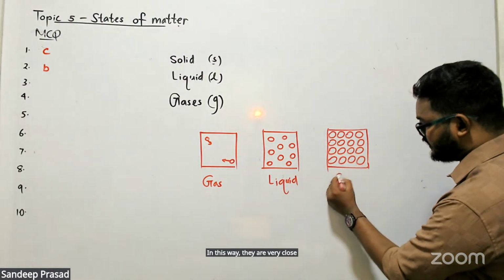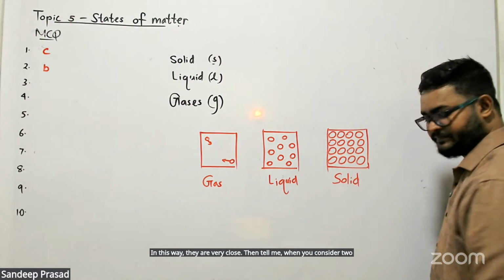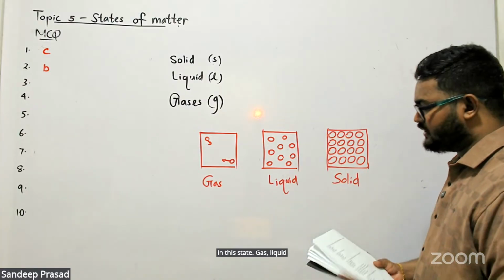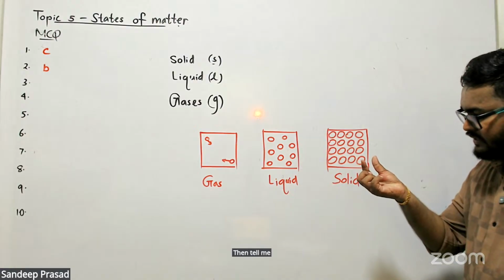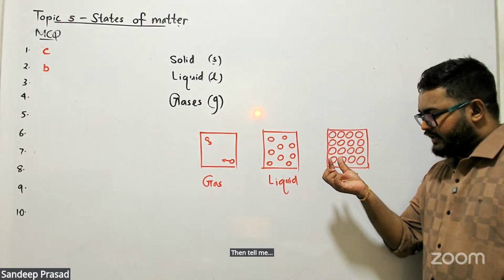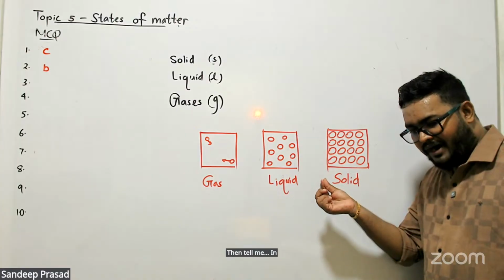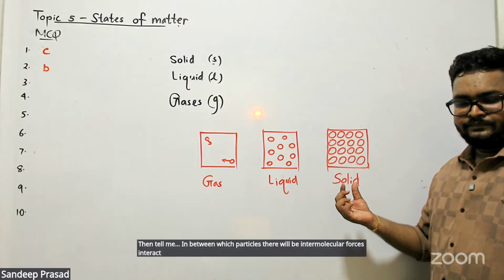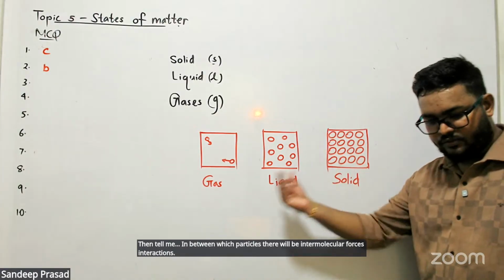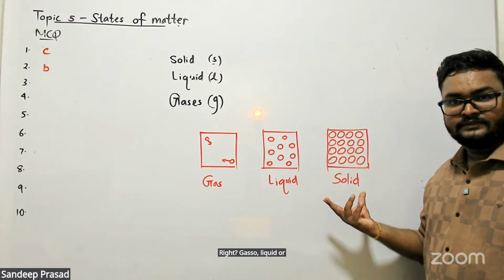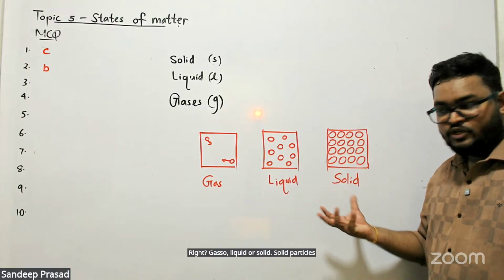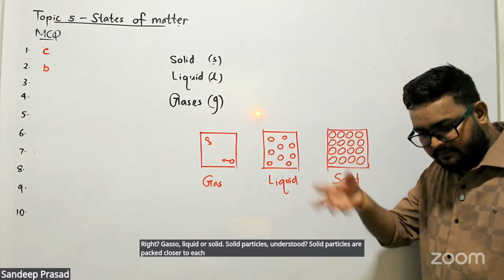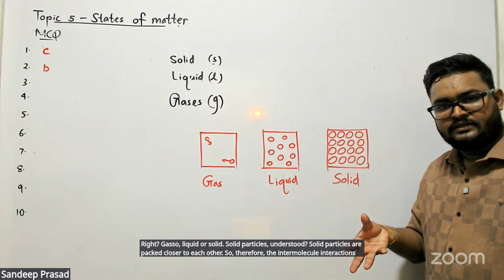Then tell me, when you consider 2 particles in this state, gas, liquid, solid, in between which particles will there be strong intermolecular forces, interactions? Gas or liquid or solid? Solid. Understood? Solid particles are packed closer to each other. So therefore, the intermolecular interactions are high.